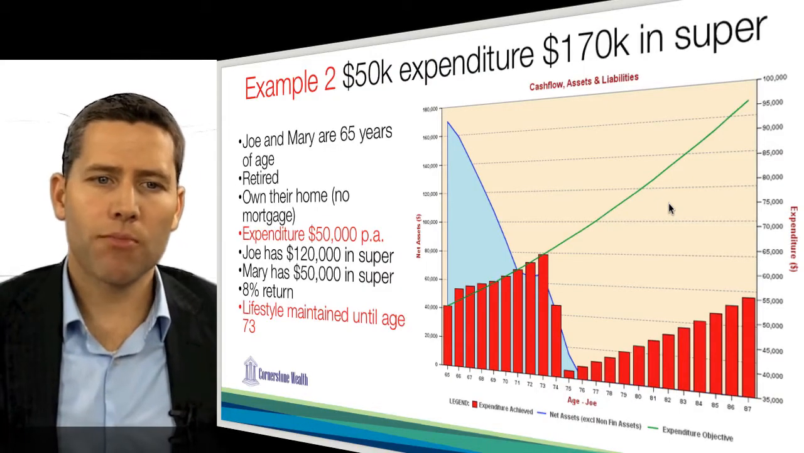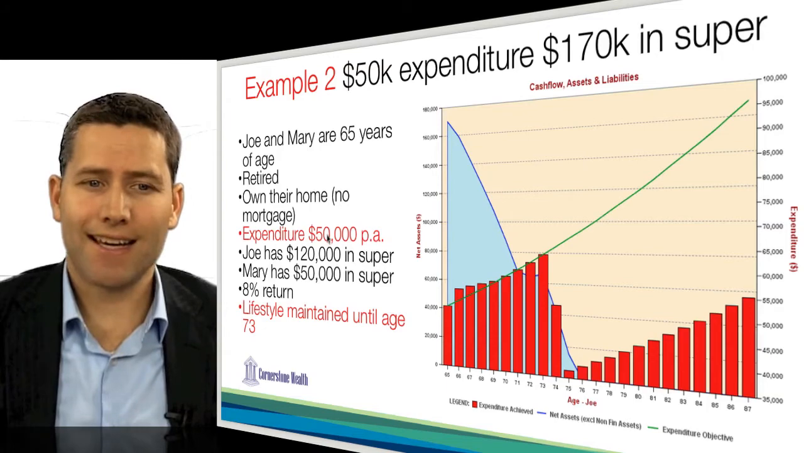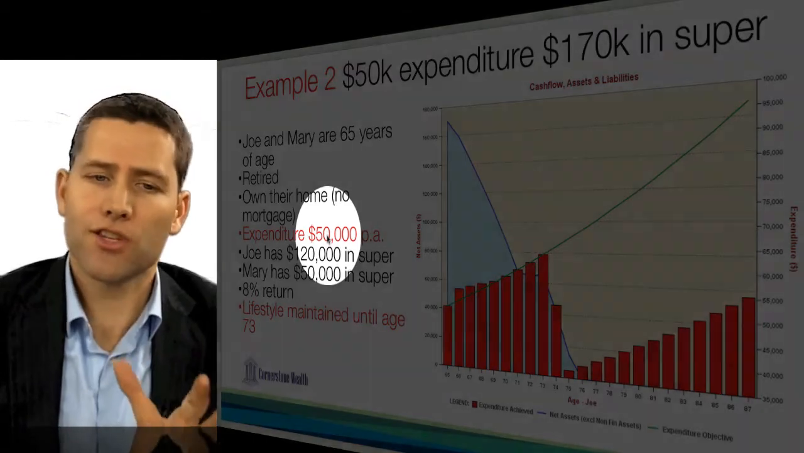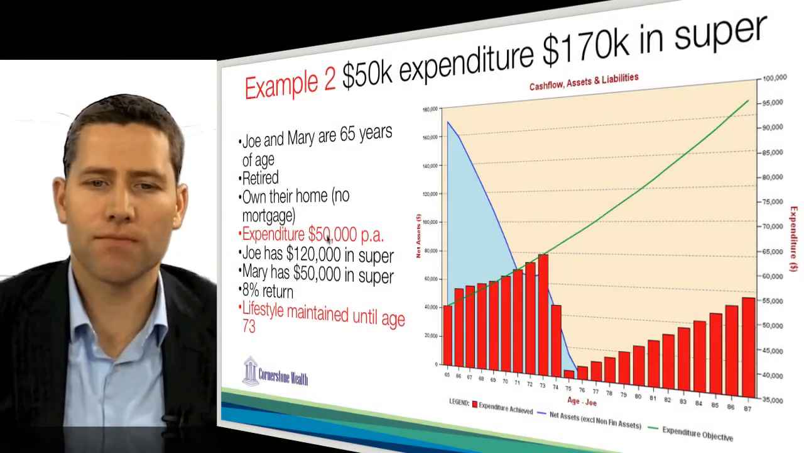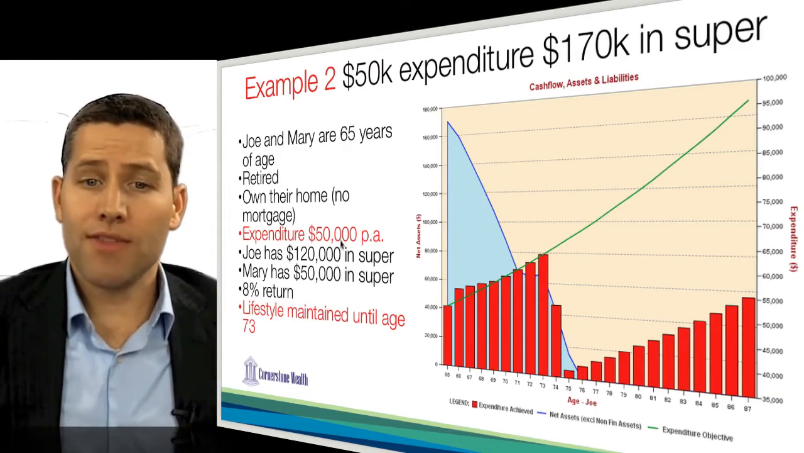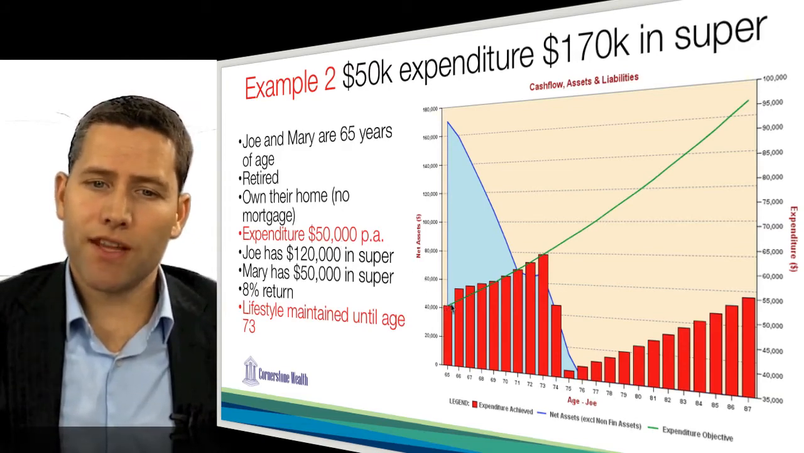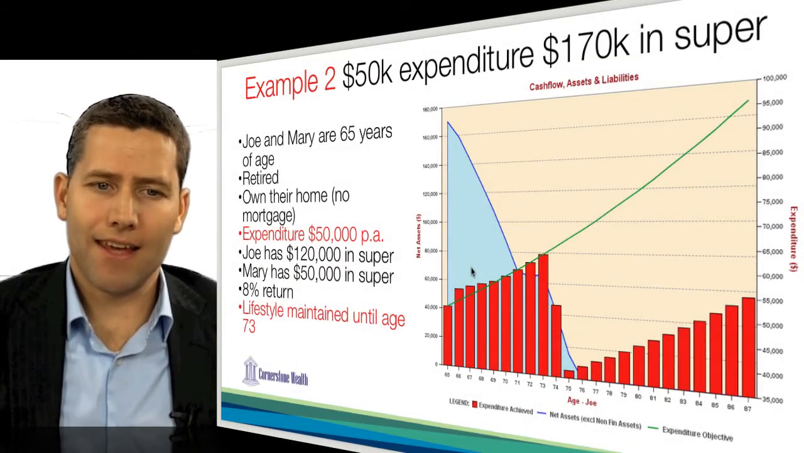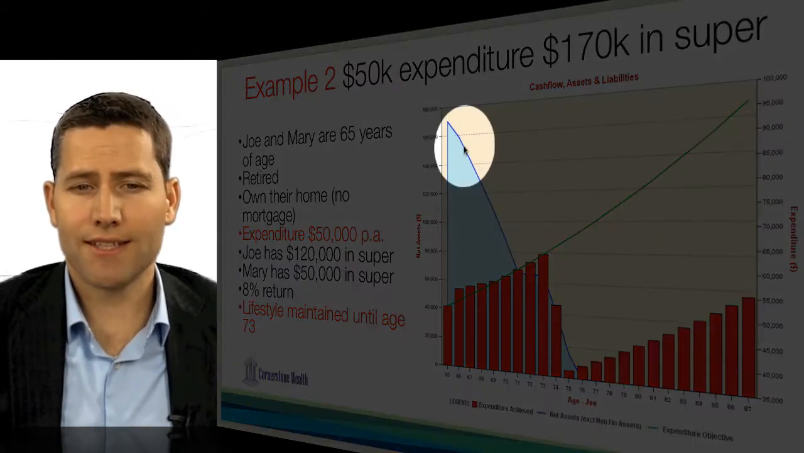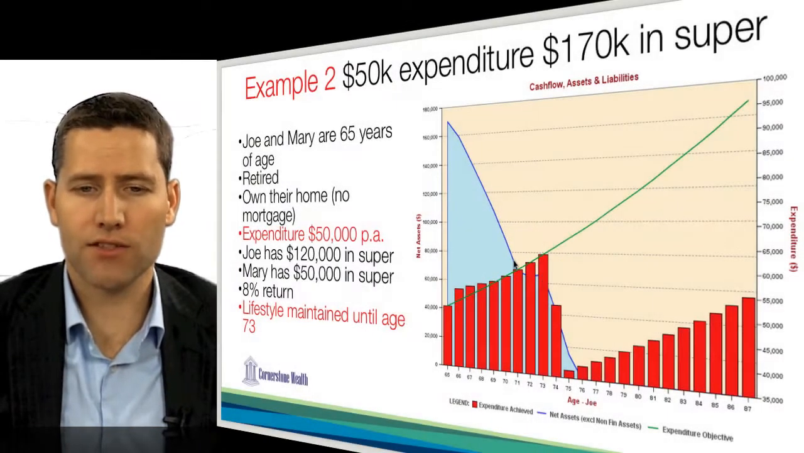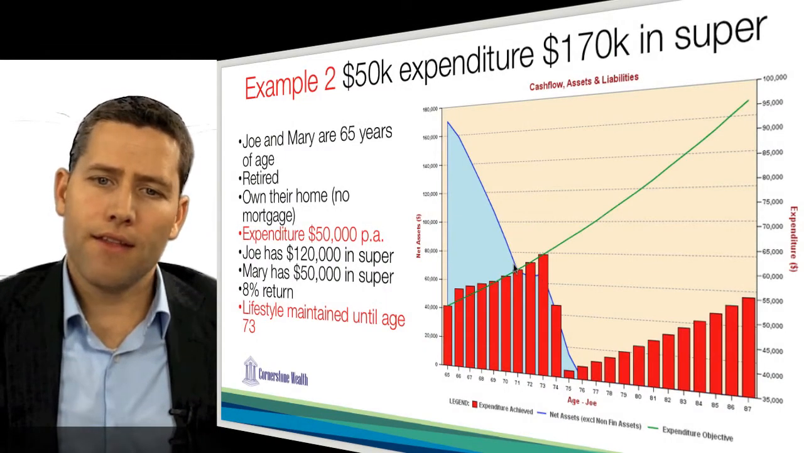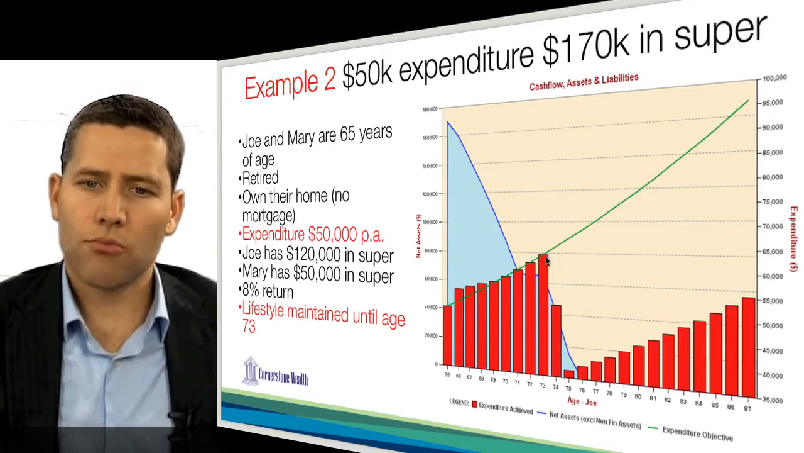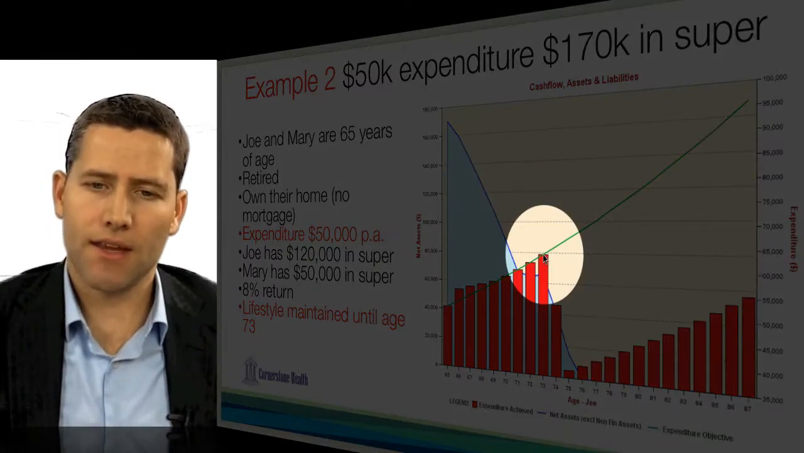Now in the second scenario for Joe and Mary, the only thing that's changed here is that their expenditure requirement is increased from $27,000 to a figure closer to the comfortable retirement of $50,000. In this case, they're meeting their $50,000 income requirement, but because they're having to eat into their assets, these blue lines, to provide for that $50,000 income requirement, they're actually running out of assets. So from age 73, they're no longer able to provide for that $50,000 income requirement.